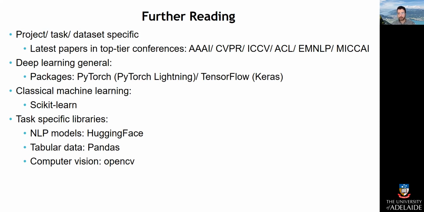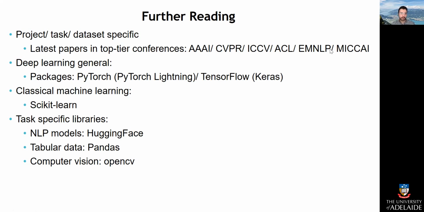For example, AAAI is somewhere that you can find general machine learning and AI, pretty much from all areas in machine learning and AI. CVPR, ICCV are more computer vision if you're doing computer vision. ACL, EMNLP are mostly for NLP, natural language processing. And MICCAI is specifically more about medical imaging. So you might find better ideas, better solutions in those papers.